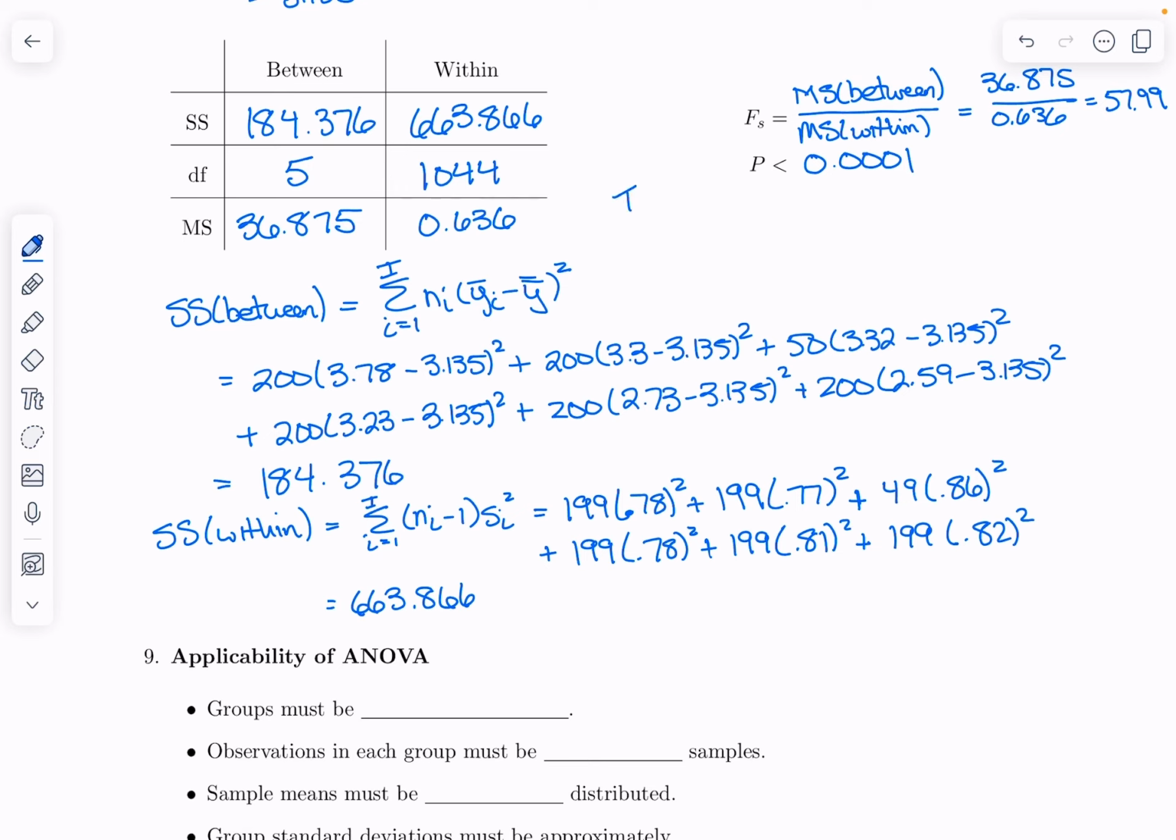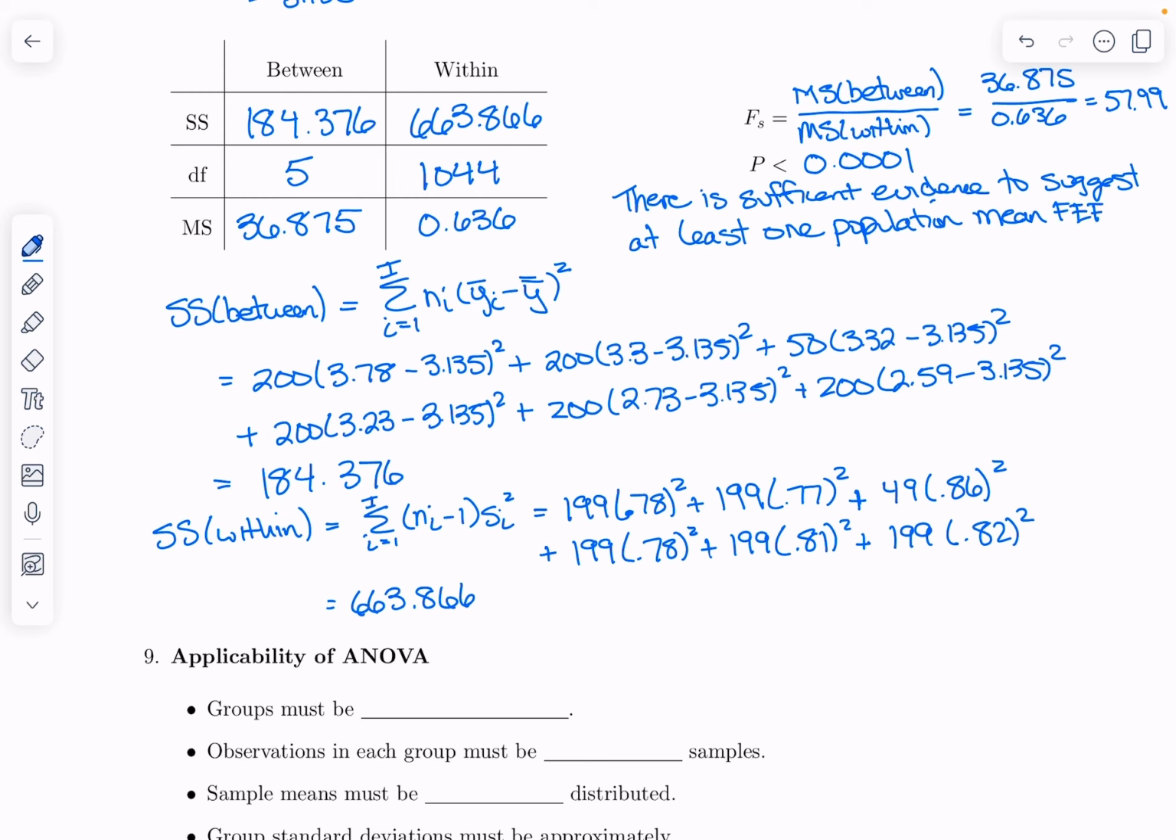So there is sufficient evidence to suggest at least one population mean of forced expiratory flow is different from the others.